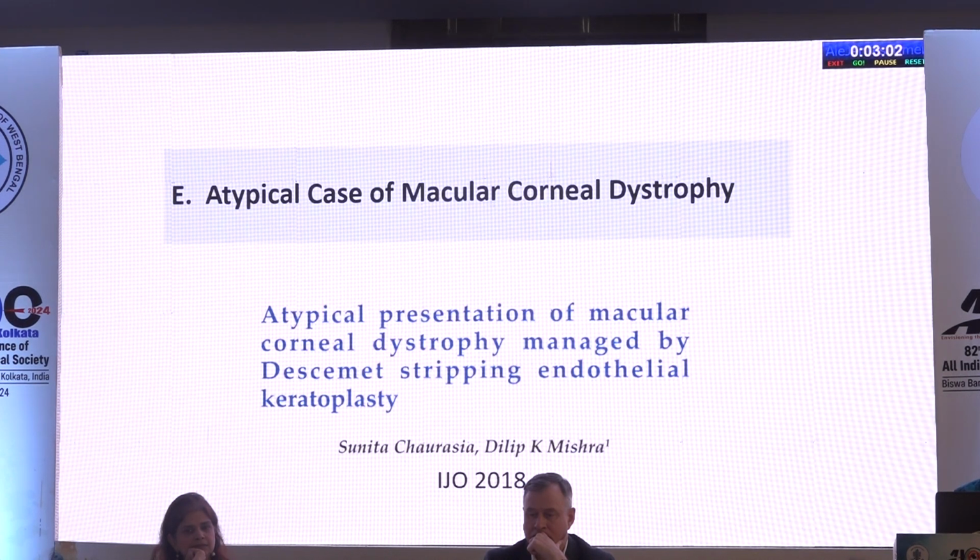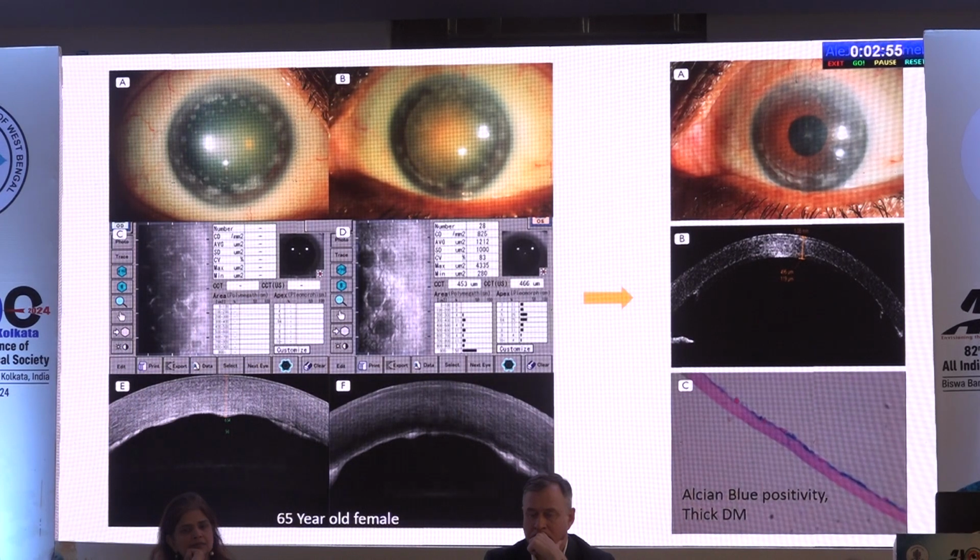I'll share a few more atypical cases of macular corneal dystrophy. This was a patient who presented with lesions localized primarily in the peripheral part of the cornea, and the DM was severely thickened.